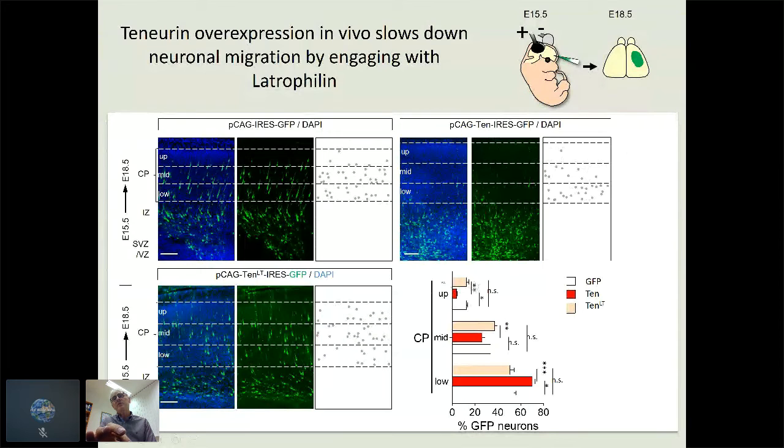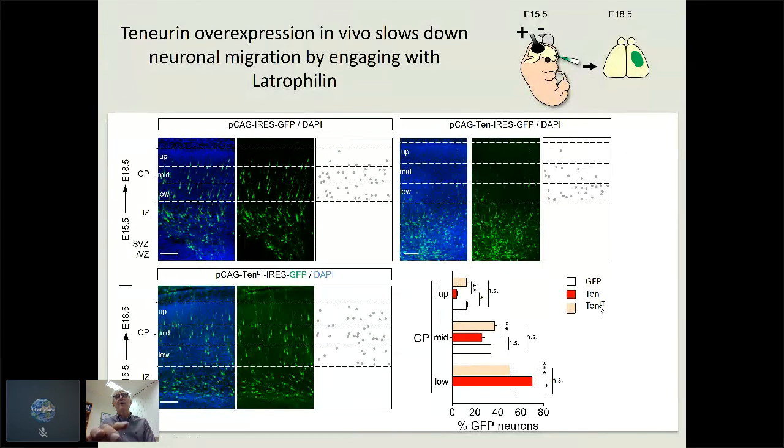So here's the quantification. Just look at the numbers of cells in the upper part of the cortical plate. In white, you have the fraction or the number of neurons here in the control situation. In red is when Teneurin is overexpressed, and in pink is the number of cells with the Teneurin mutant.